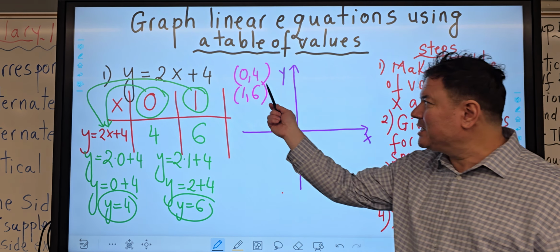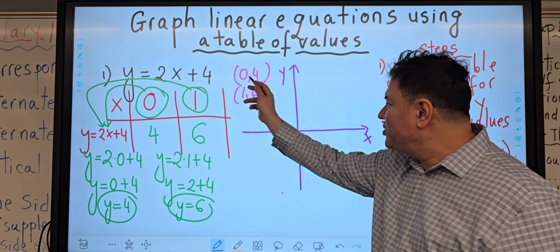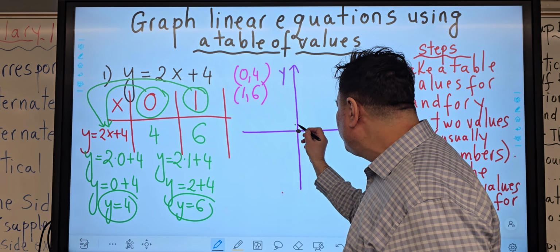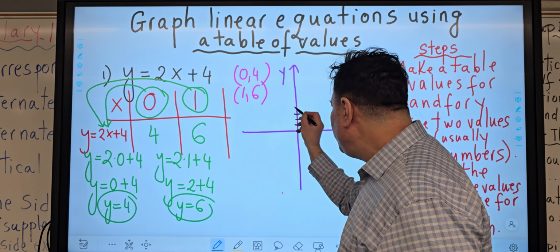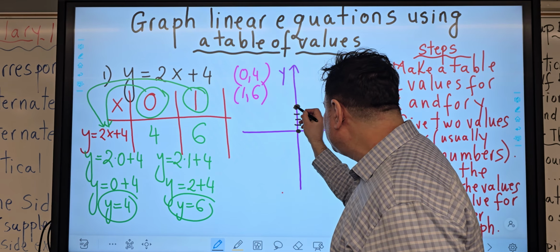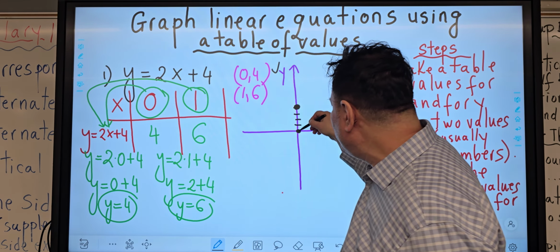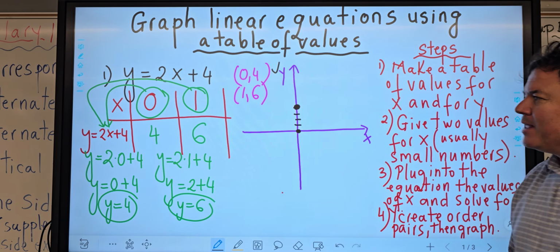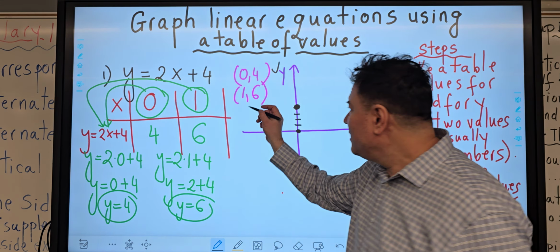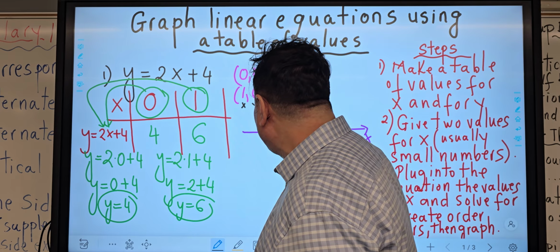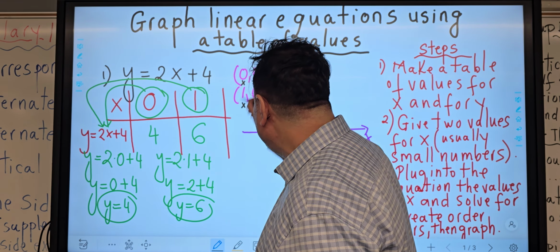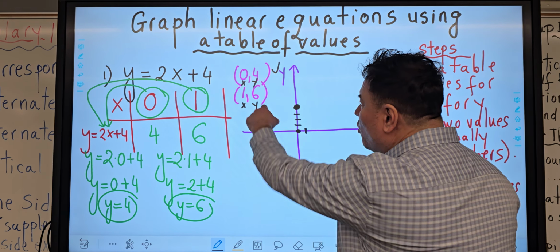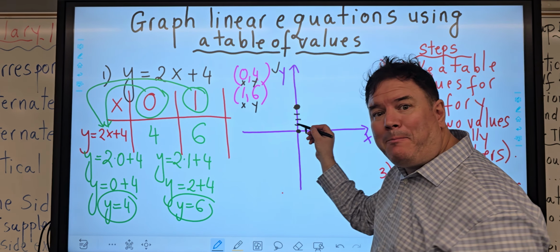Okay, let's graph first 0 and 4. When x is 0, y is 4. So we go up 4 units. 1, 2, 3, 4. This is our first dot right here. When x is 0, y is 4. That's our first point, first dot. And then when x is 1, remember these are x and y values. When x is 1 right here, y is 6. So we need to go up 6 units.